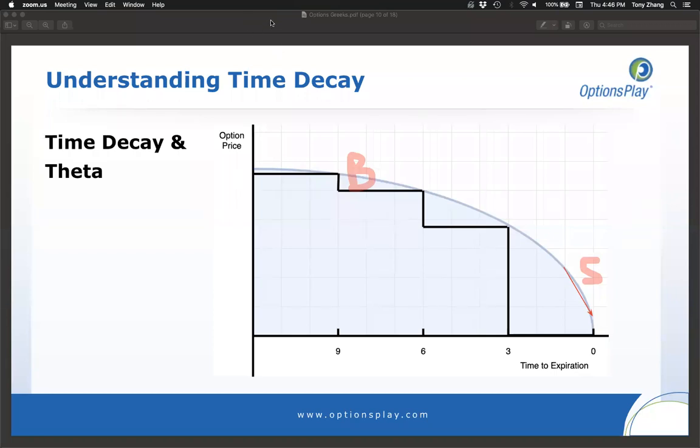Please type 5 into the chat window if that makes sense. Okay, perfect. I see a lot of 5s.